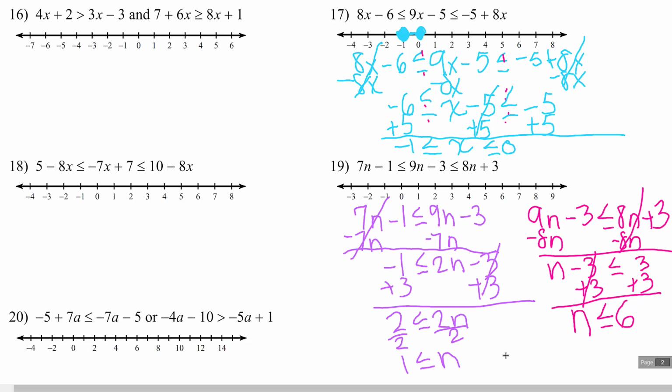So now I can write one inequality. 1 is less than or equal to n, which is less than or equal to 6. We can graph this inequality at 1. I'm going to do a closed circle. Since n is greater than or equal to 1, it goes to the right. At 6, we need another closed circle. N is less than or equal to 6, so it goes to the left. Where these two overlap, we can shade in between. And that would be the solution set.